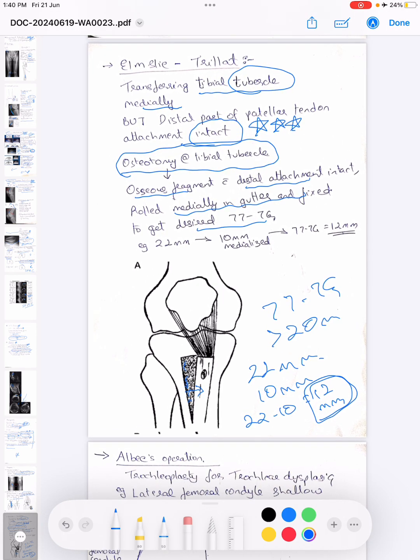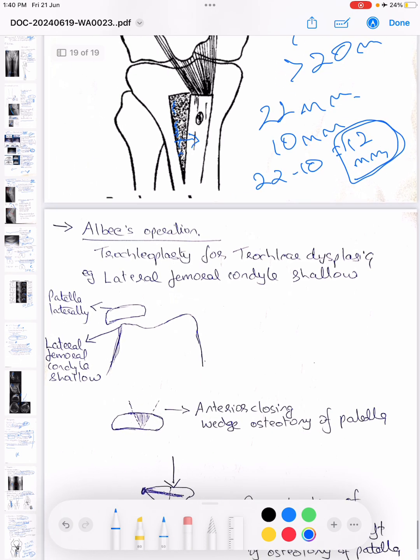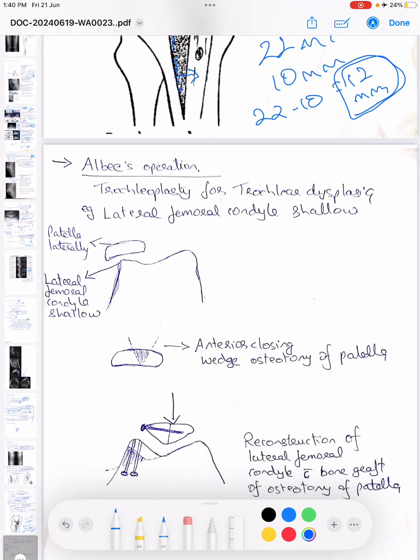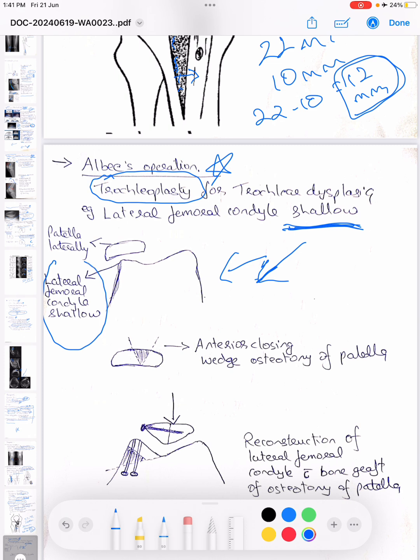Right? Now, if there is a significant trochlear dysplasia, if the lateral femoral condyle is shallow, we have to go for a trochleoplasty. This is a very interesting surgery known as the LB's operation. So what do we do? This is the case: a patient of recurrent patellar dislocation presents to you, and after radiological evaluation, X-rays and MRI, you find that the lateral femoral condyle is shallow. How do we go about the operative fixation?